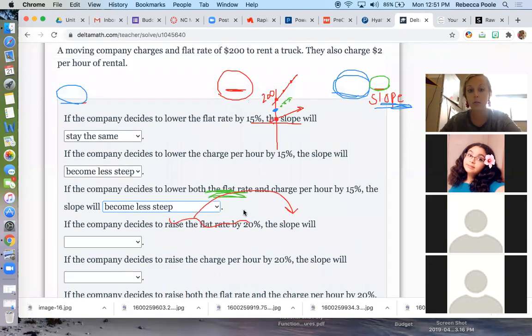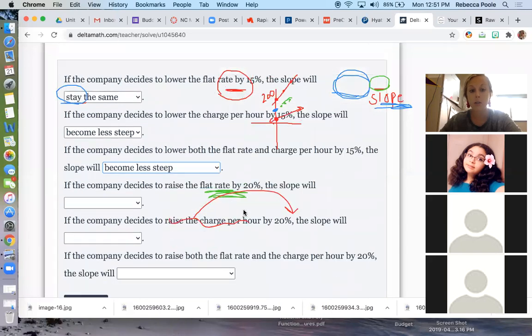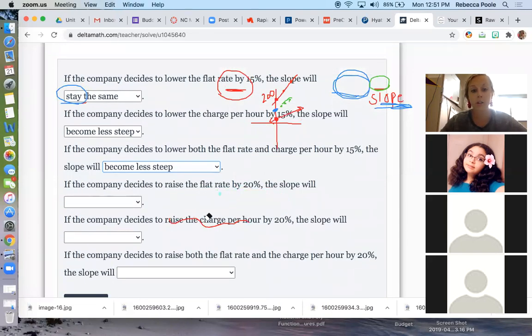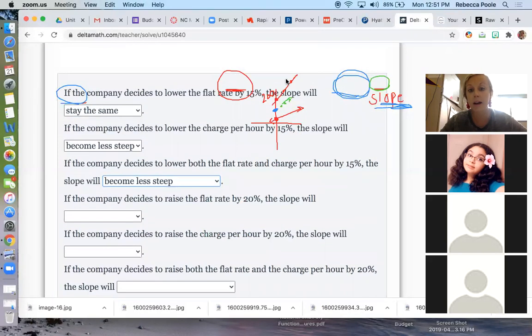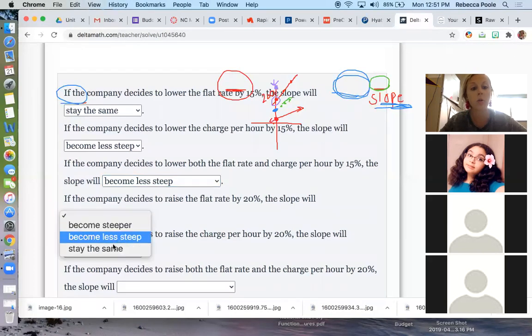All right, so I'm going to scroll down a little bit. I'm going to erase this part right here so we can see what's next. If the company raises the flat rate, let's go back and look at our original graph. I'm going to use another different color. If we raise the flat rate, remember the flat rate was 200, right? Somebody give me a number bigger than 200. 250. Okay, if we raise it up to 250, that moves my base. Does it say anything about changing the charge per hour? No. So are we changing the slope? No. So the slope will stay the same.